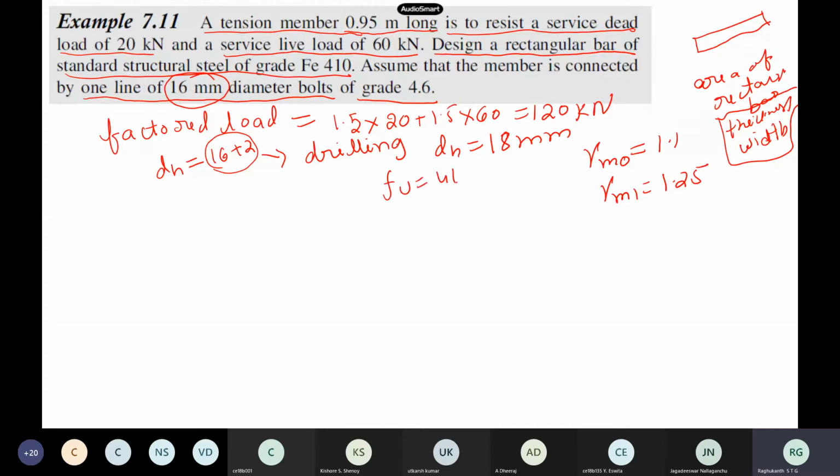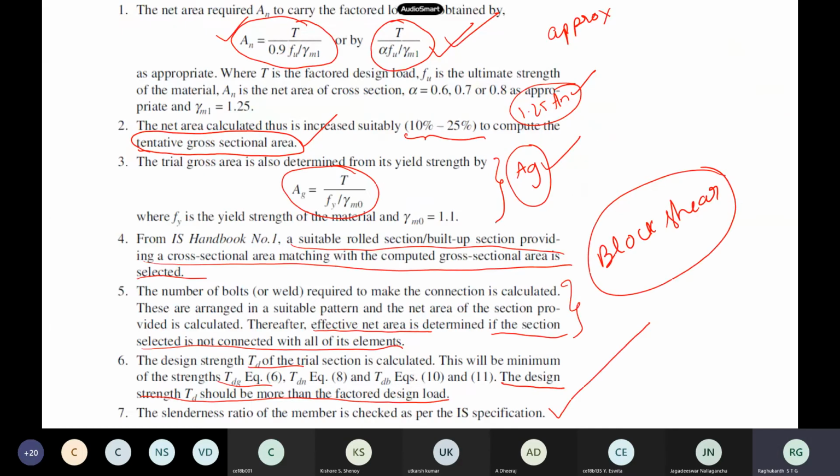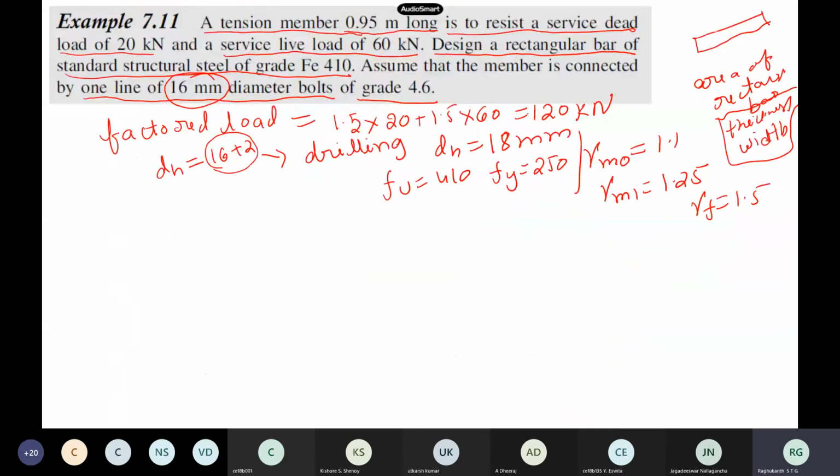So what are all the inputs? Fy is 250 megapascal. Everything you mentioned, and the safety factor gamma f is 1.5. That's why we did 1.5 into 20. Now once all these inputs are there, we have to do the steps. The first step is to calculate the net area approximately, AN.